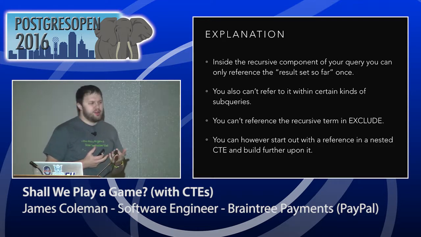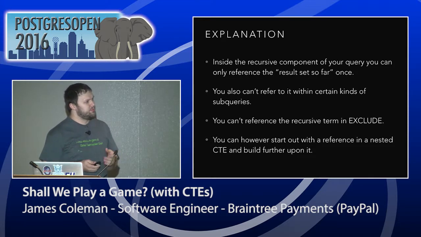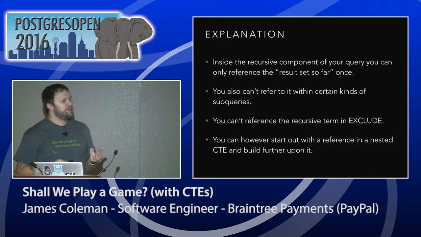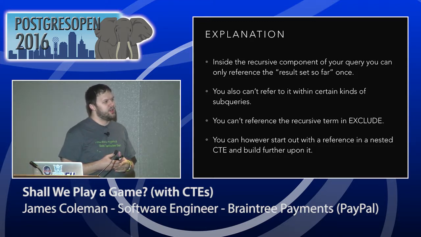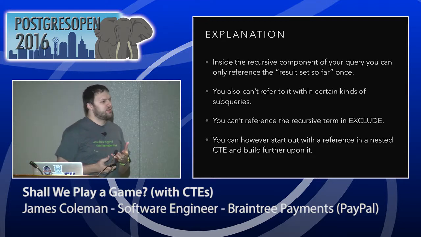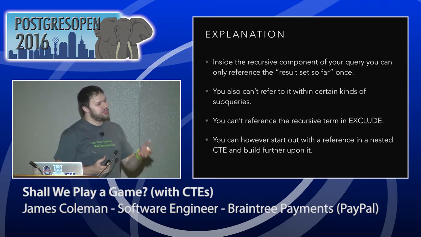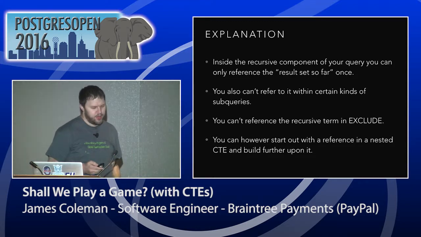I think this is actually one of the bigger limitations on recursive common table expressions in Postgres. Inside the recursive component of your query, you can only reference the result set so far, the recursive data that you've worked on so far, once. You also can't refer to it within certain kinds of subqueries. You can't reference the recursive term in an except. So if you have a nested common table expression, you can use union, but you can't use except. You can, however, start with a reference in a nested common table expression and build further upon it, which we'll actually do in a later one to fix this problem.